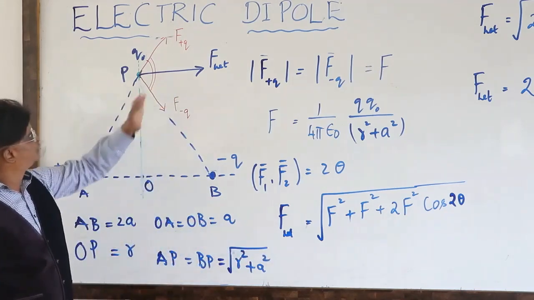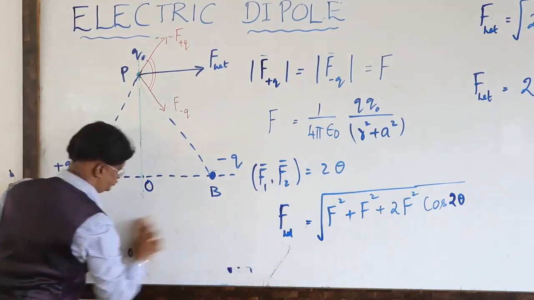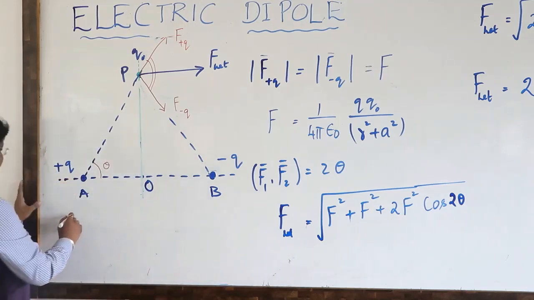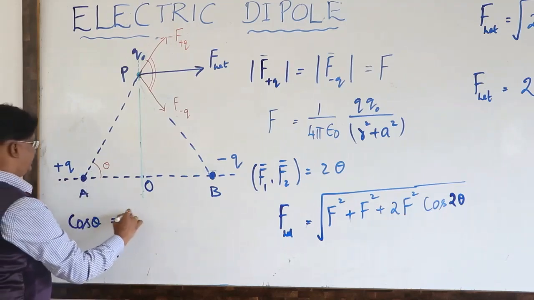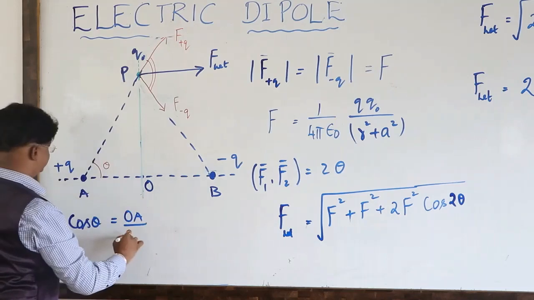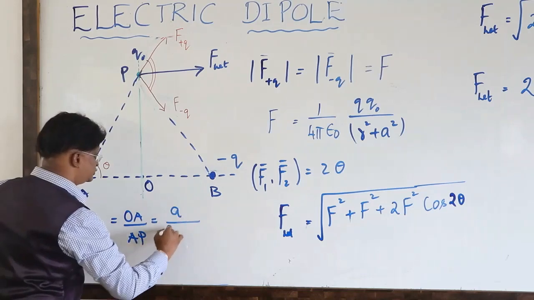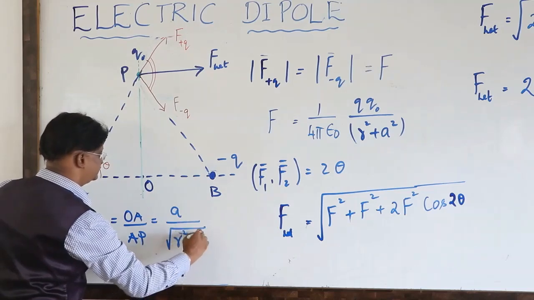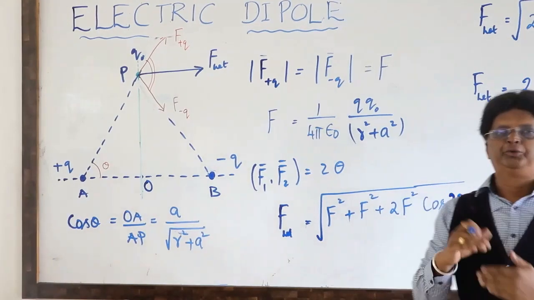Now this is the net force we got. And one more time, how to write cos theta? Again here in the geometry, please write cos theta also. What is the cos theta? In this figure, cos theta is adjacent side by hypotenuse. Adjacent means OA by AP, which is nothing but a by root of r square plus a square. You remember the cos theta we have taken here? The value of F and cos theta are to be substituted.